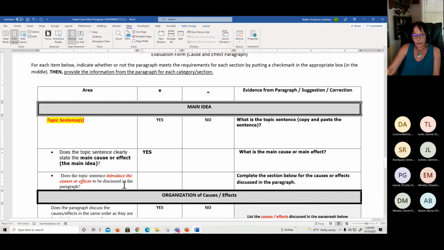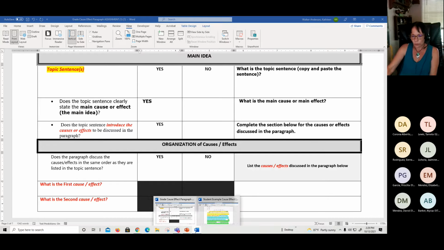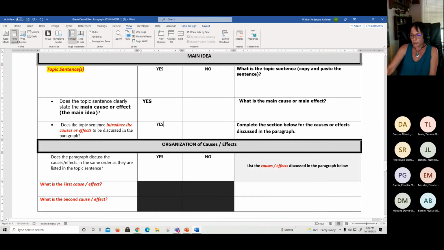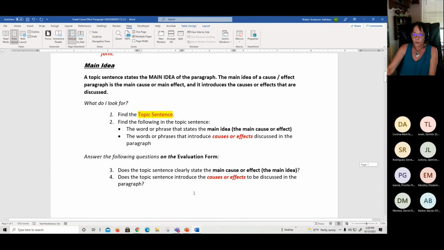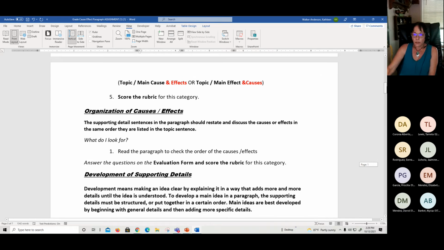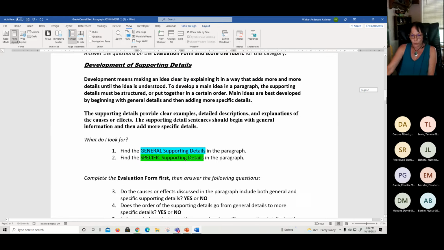All right, so does the topic sentence introduce the causes or effects to be discussed in the paragraph? Yes, it does. It lists 3 of them. So I am going to put yes there. Okay, and then we're going to move on to organization of causes and effects. So I scroll back up. We finished main idea, and we have to score the rubric. You could score the rubric section by section, or you could do it all at the end if you wanted. That's up to you. But I'm going to go ahead and score the rubric just to show you.